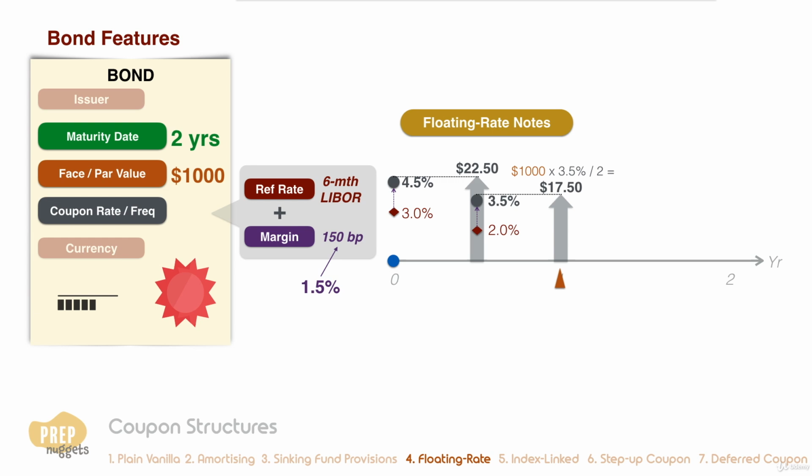The coupon payment is based on the LIBOR rate at the beginning of each period. On the maturity date, a balloon payment of the final coupon plus the principal amount of $1,000 is paid.